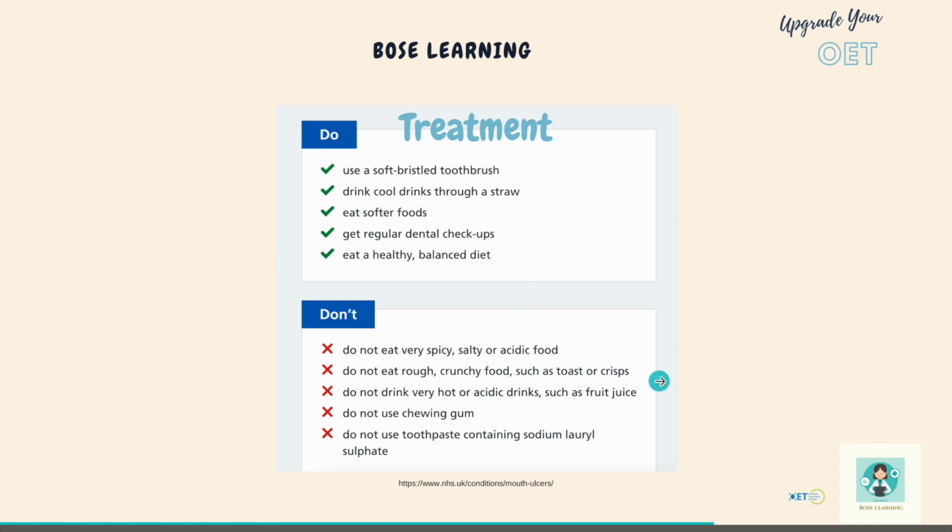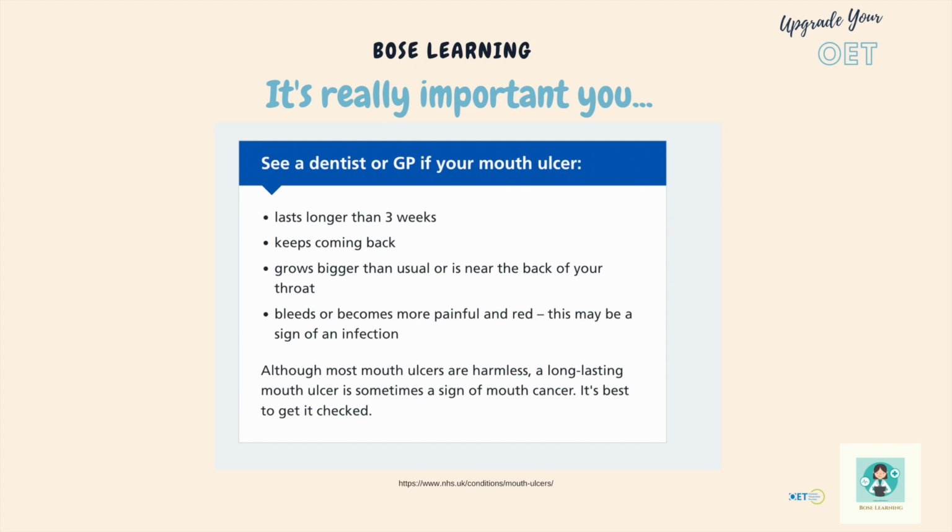Do's or don'ts. Of course, you have to give that warning just in case something is not quite right. Tell your patient it's really important you see your dentist or GP if your mouth ulcer lasts longer than 3 weeks, keeps coming back, grows bigger than usual, or is at the back of the throat, bleeds, or becomes more painful, as this might be a sign of infection.